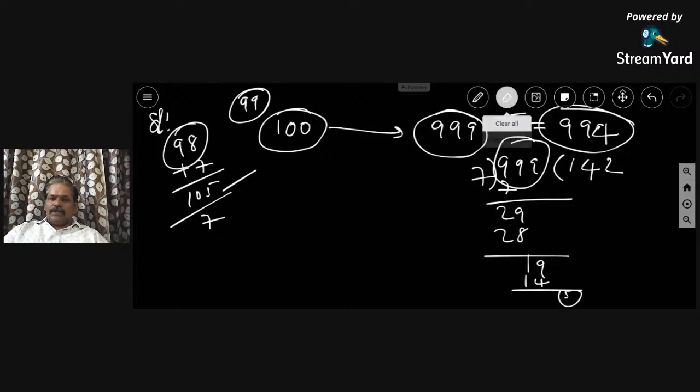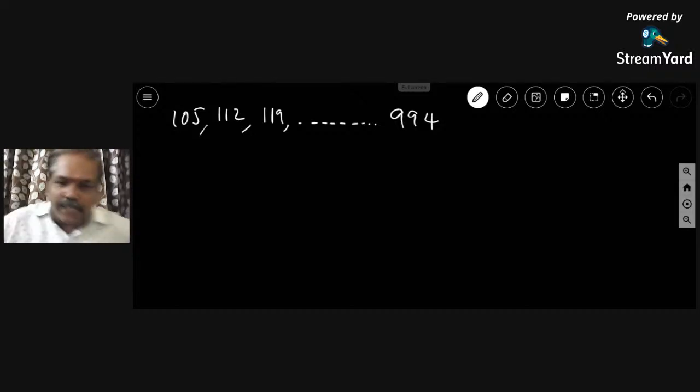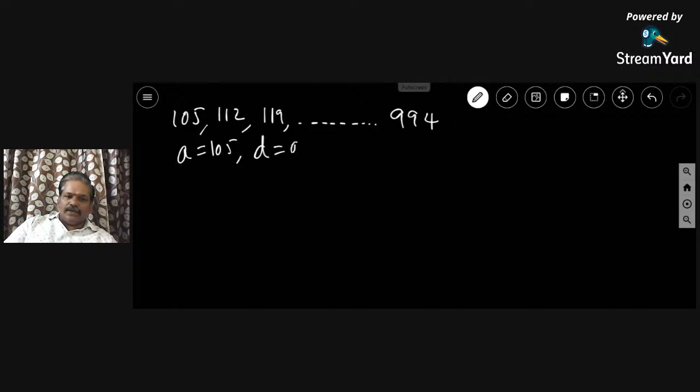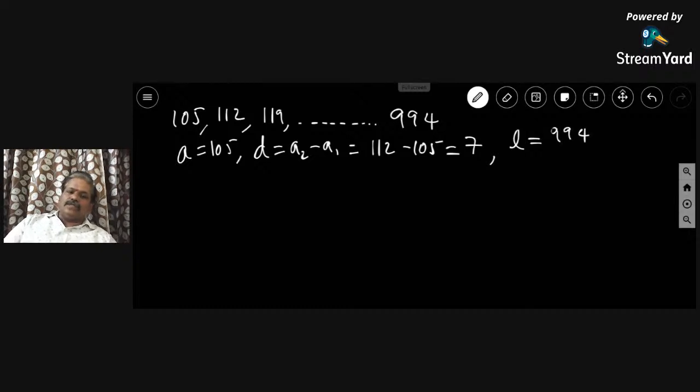So we got the numbers 105, 112, 119, and so on, up to 994. These are in AP as they are divisible by 7. So A is equal to 105, D is equal to A2 minus A1, that is 112 minus 105, which is 7, and L is 994. So the question is how many are there? So N we need to find.